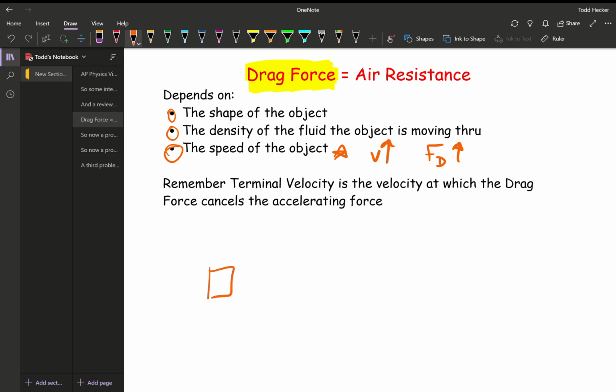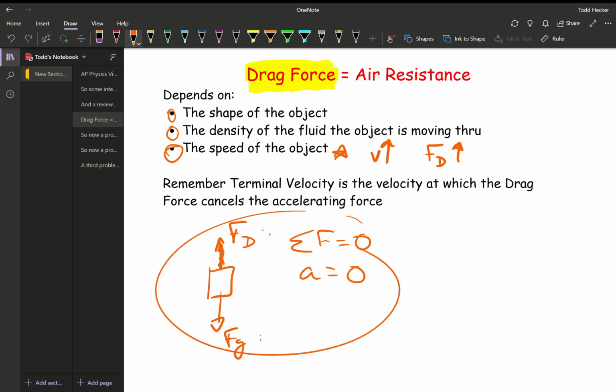Okay, and then we talked about terminal velocity last year. Usually we were talking about an object that was falling, right? So here's your force of gravity pulling it down. And the idea is as it goes faster, your drag force gets bigger and bigger and bigger. And eventually there becomes a point where these two guys cancel each other out, resulting in a net force of 0, which makes your acceleration 0, right? So the velocity at which this occurs is called terminal velocity. Okay? So, but last year we never really sort of calculated drag force, all right?